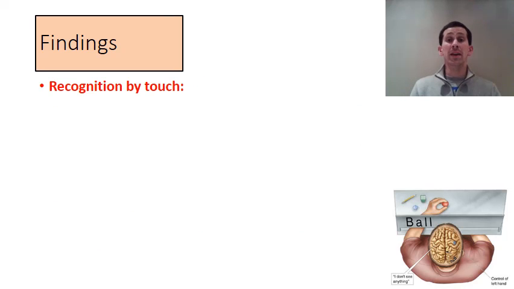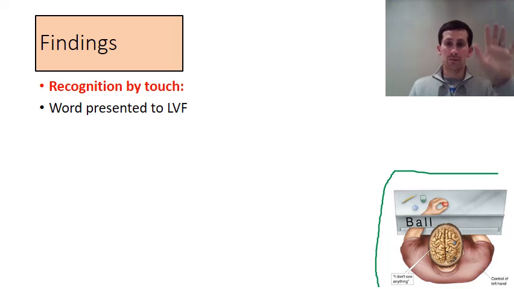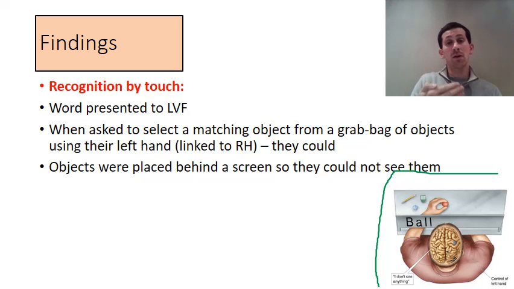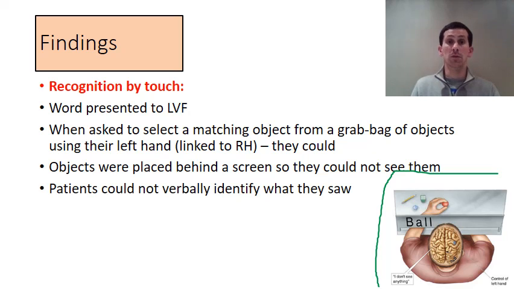So another experiment looked at recognition by touch, and it's very similar to the diagram down here, where the screen was in front of them and something would be presented to their left visual field. So remember, they can't verbalise their answer because all that information is processed by the right hemisphere. And when they were asked to select a matching object using their left hand, so remember that's still linked to their right hemisphere, they could. So you can see the man here in the bottom picture sees the word ball, would say he saw nothing, but he could select a ball from the objects. The objects were placed behind a screen so they couldn't see them, and he'd have to move his hand around and pick the object.